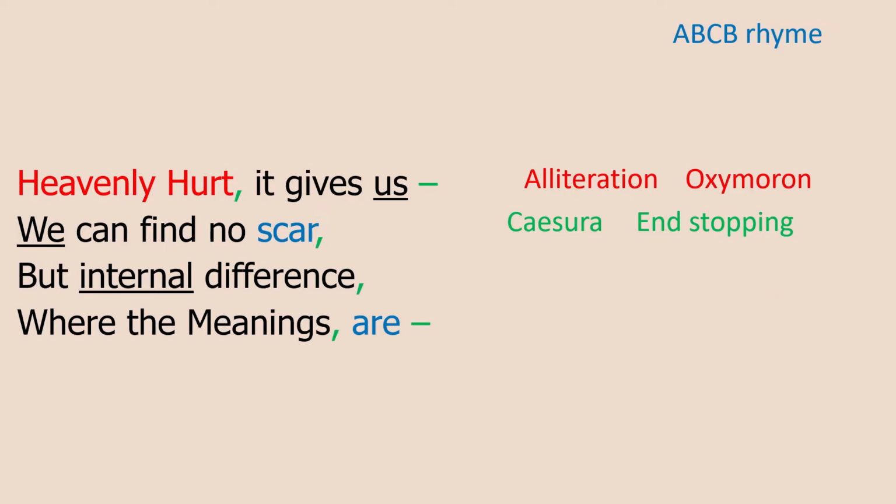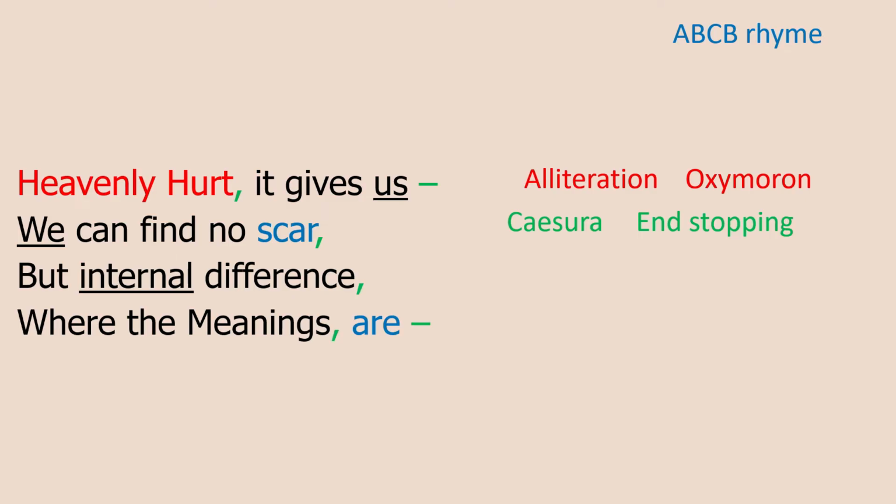In stanza 2, we have the same rhyme scheme, we have the same sort of syllabic structure, so that is continuous throughout. We start with an alliteration, heavenly hurt. The repetition of the H sound really draws our attention to this phrase. This phrase is also an oxymoron. An oxymoron is when you put 2 opposite ideas next to each other.